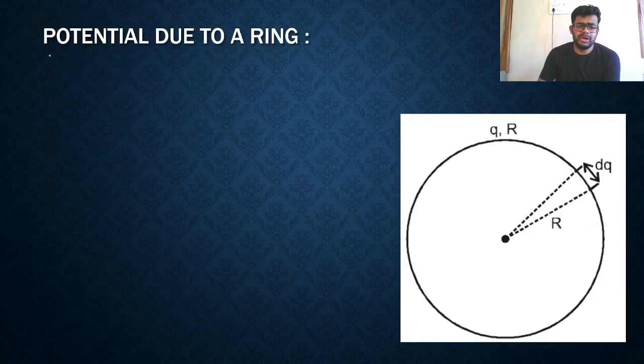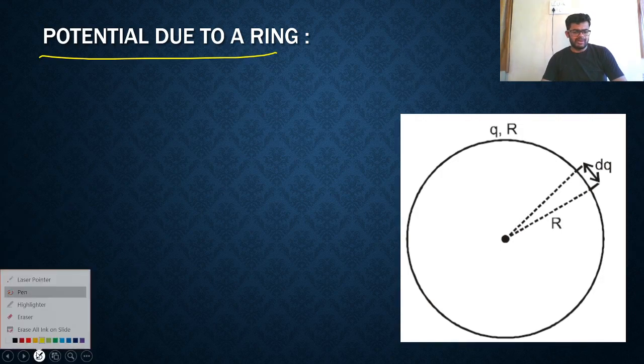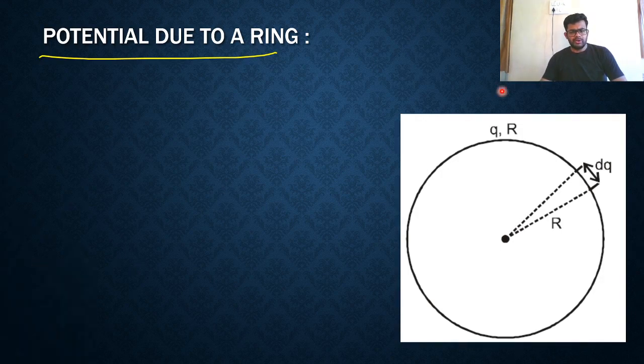So very, very important: potential due to a ring. My dear friends, very simple. Let's say this is a ring you can see in the diagram. There is a small segment chosen, right? This entire ring will have charge q. Let's say this is a small segment having charge dq.